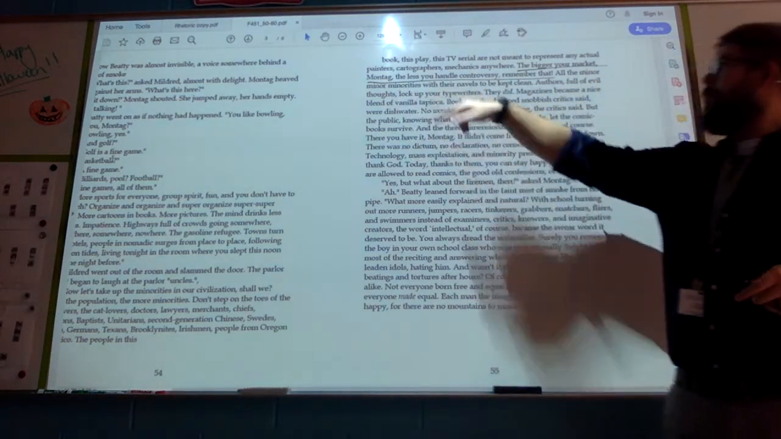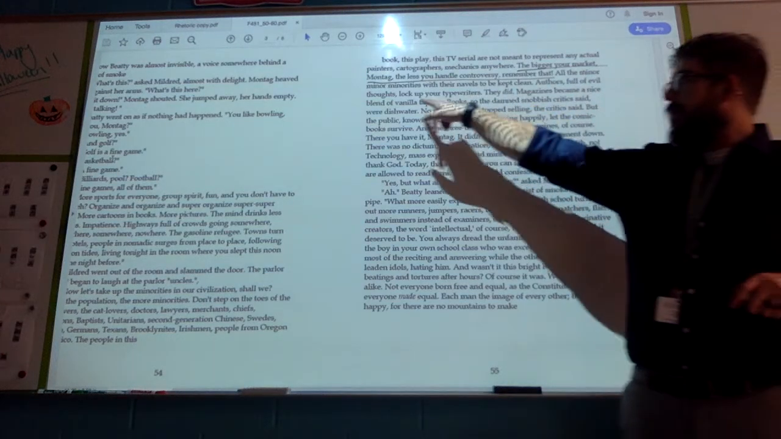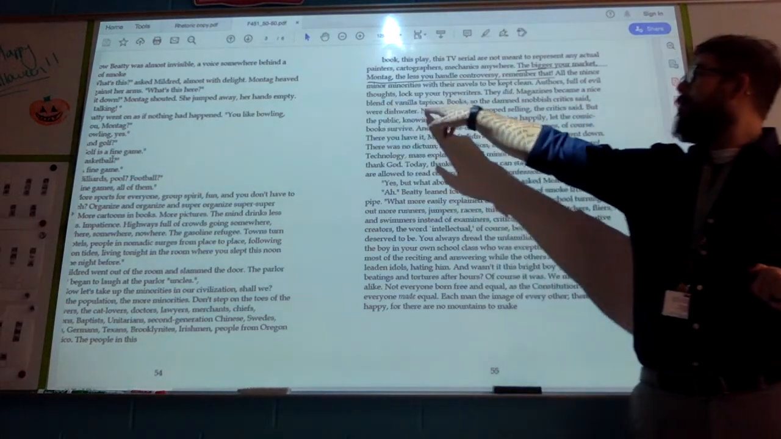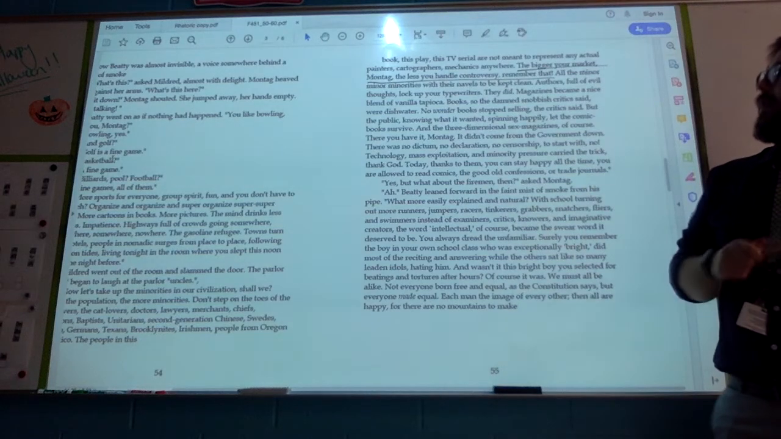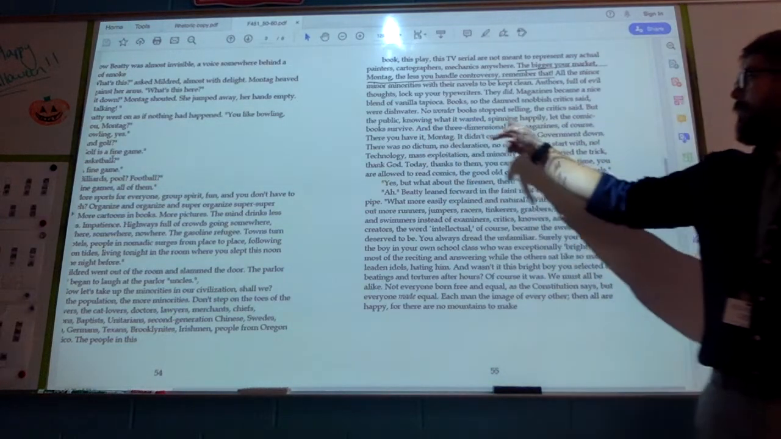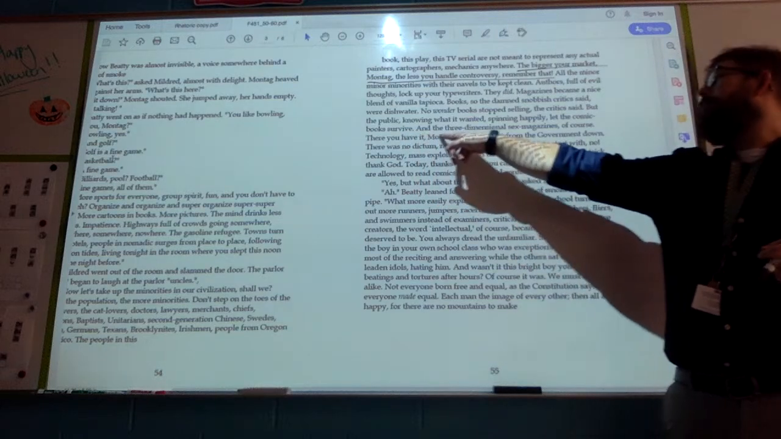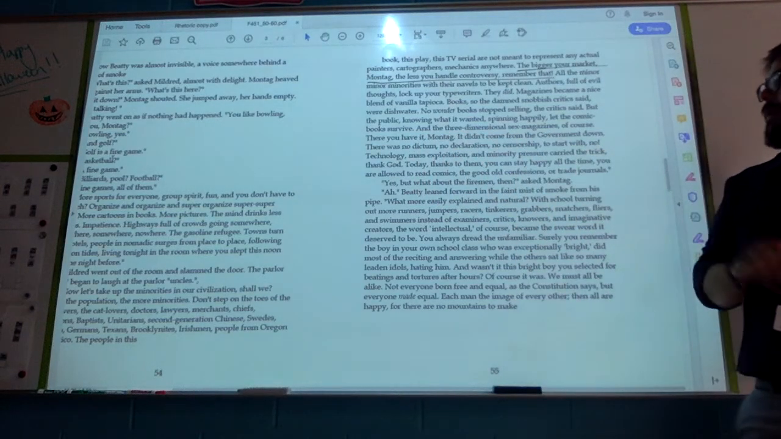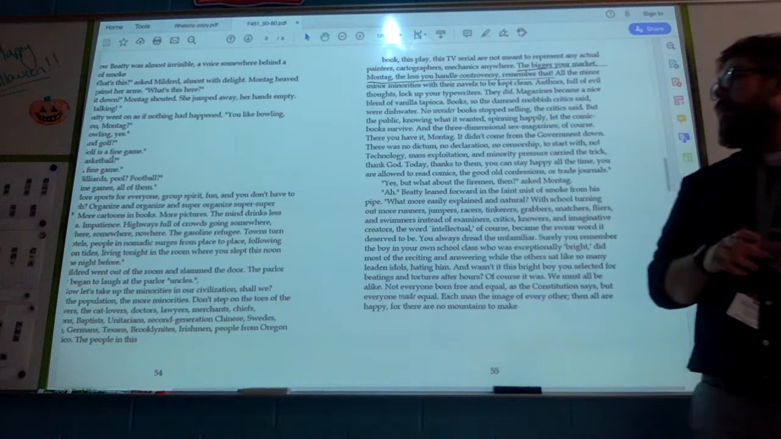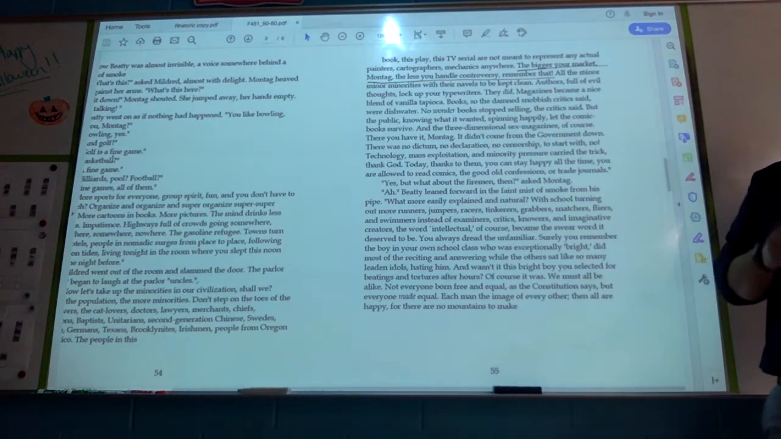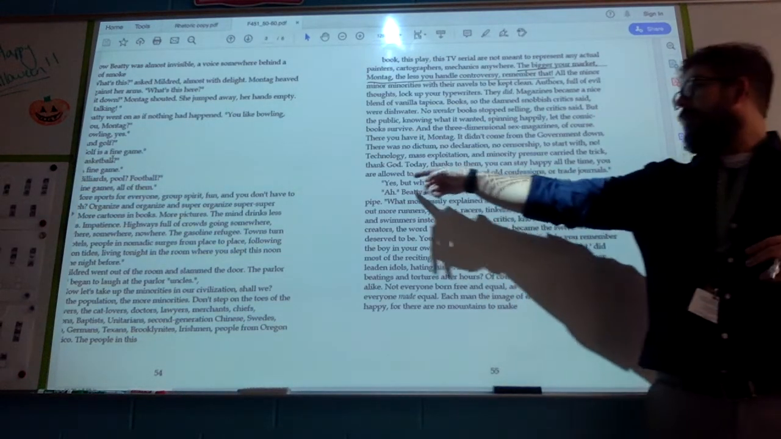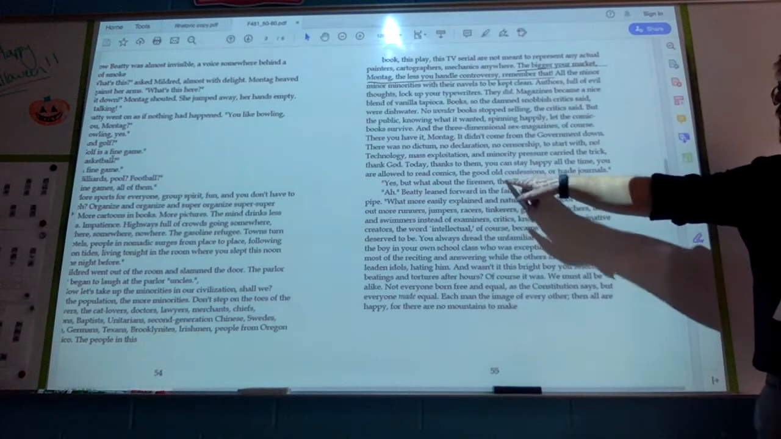All the minorities with their navels to be kept clean, authors full of evil thoughts, lock up your typewriters. So they did. Magazines became a nice blend of vanilla tapioca. Books, so the damned snobbish critics said, were dishwater. No wonder books stopped selling, the critics said. But the public, knowing what it wanted, spinning happily, let the books survive. And the three-dimensional sex magazines, of course. There you have it, Montag. It didn't come from the government down. There was no dictum, no declaration, no censorship to start with. No. Technology, mass exploitation, and minority pressure carried the trick. Thank God. Today, thanks to them, you can stay happy all the time. You're allowed to read comics, the good old confessions, or trade journals.